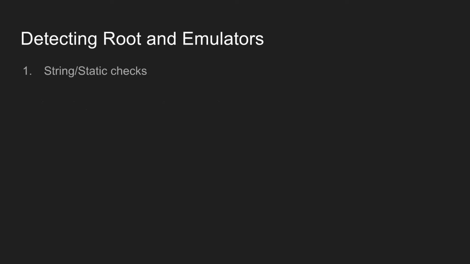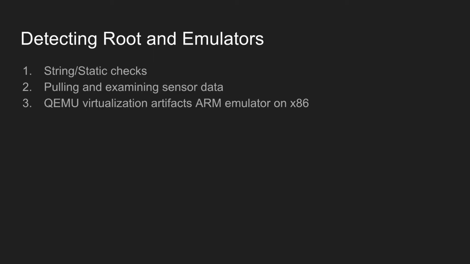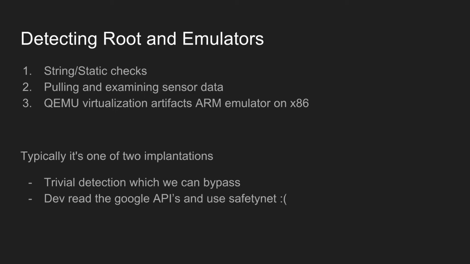So when you're detecting these, you've got a few different cases, right? Typically it's really easy static string checks. More sophisticated developers could actually pull sensor data, which we'll get into. And then there are some academic things out there on how to detect virtualization on x86 with QEMU artifacts. But typically it's one of two things. Really crappy string checks, or the devs did their homework, actually read the Google APIs, and they're using something called SafetyNet, which we'll dive into.